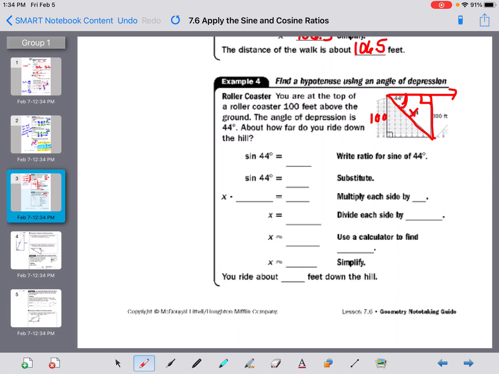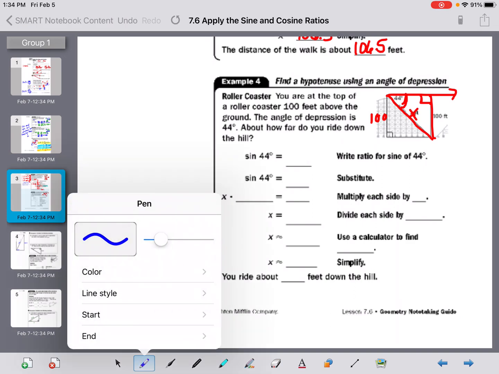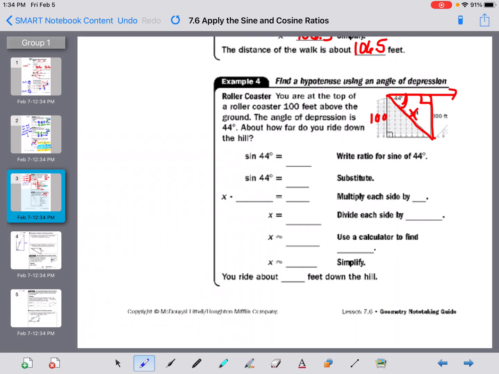So X here. So once again, I'm going to stress to you, always ask yourself, from my angle, what pieces do I know, or am I trying to figure out? So across from the 44 is 100. That would be my opposite. My X is my hypotenuse. So I have the opposite. I'm looking for the hypotenuse. So again, SOHCAHTOA. It looks like I have an O and H. That's my SO. So I'm going to go back to sine again. Sine of 44 equals the opposite over the hypotenuse. What's opposite 44? 100.